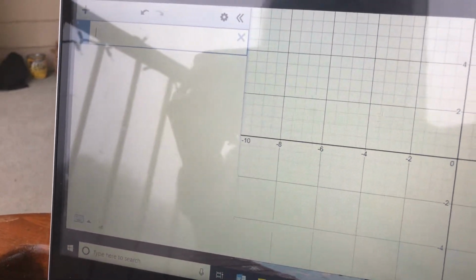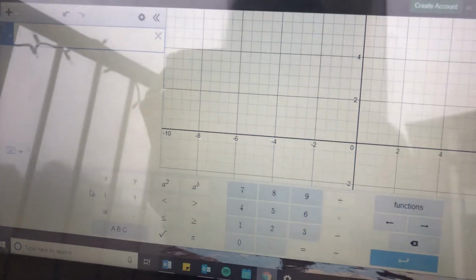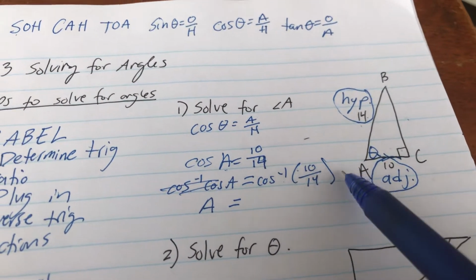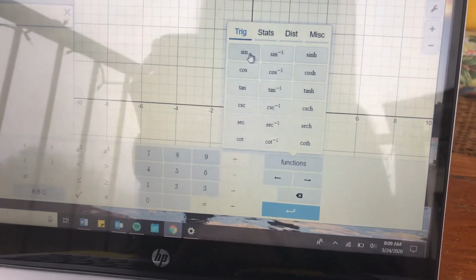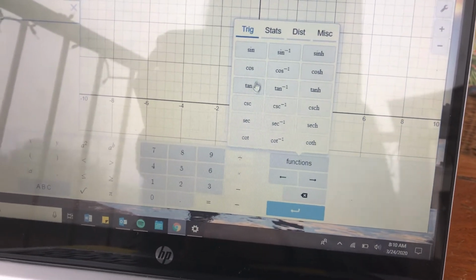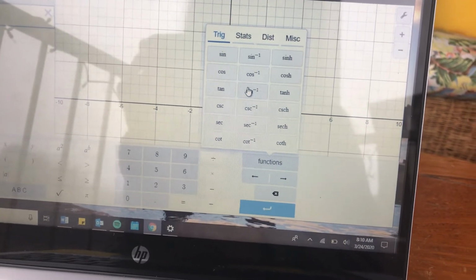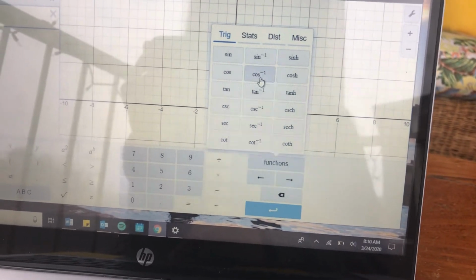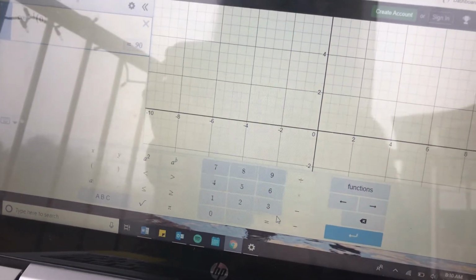Okay, so to type stuff into your calculator, you're going to click down here where it says show keypad. Alright, so what we need to type in is inverse cosine of 10 over 14. If you click the functions button here, the first screen that shows up is all the trig functions. So there's our sine, cosine, tangent, and then right next to it is our inverse sine, inverse cosine, inverse tangent.